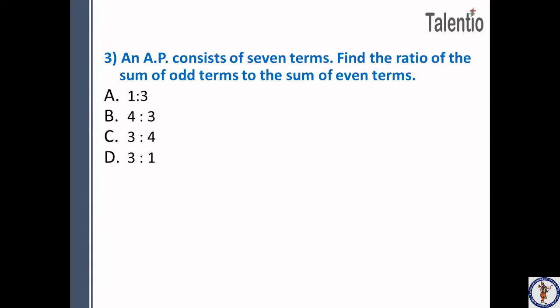Yes. Okay. So the question is again from arithmetic progression. An arithmetic progression consists of 7 terms. Find the ratio of the sum of odd terms to the sum of even terms, they're asking. Okay. So arithmetic progression is nothing but whenever you have a common difference, it is an arithmetic progression. Then we can call the progression a series as arithmetic progression.